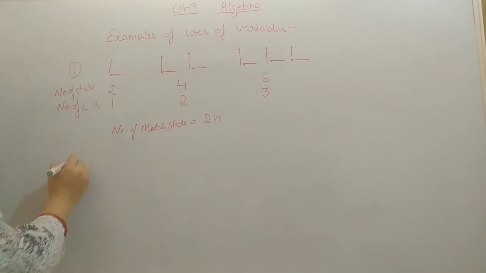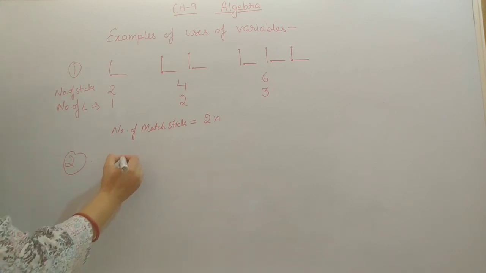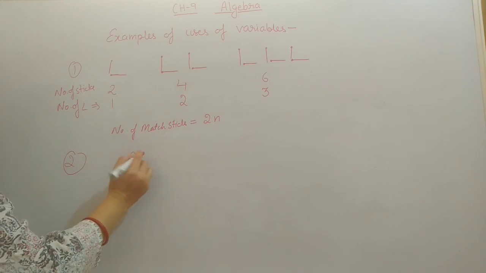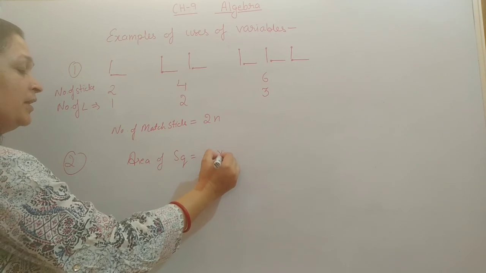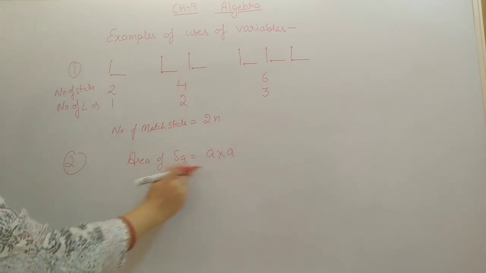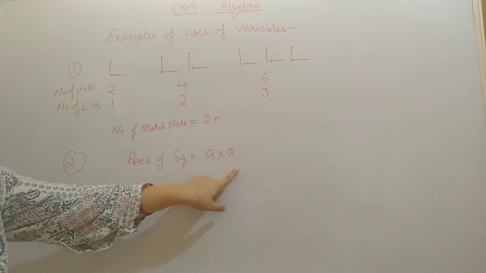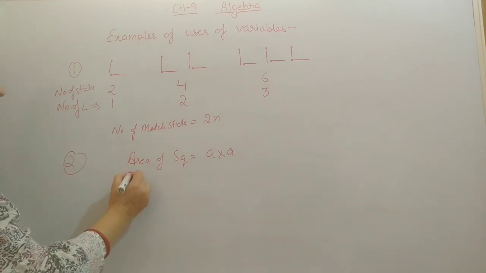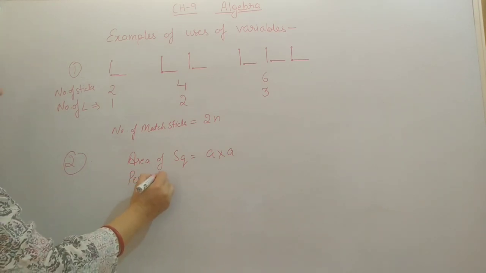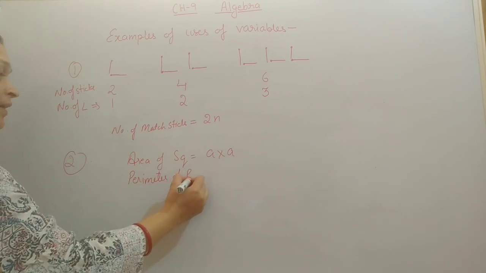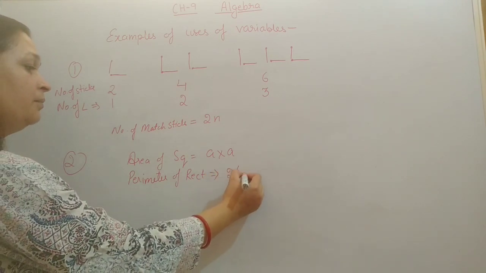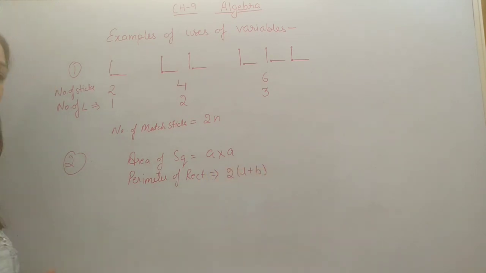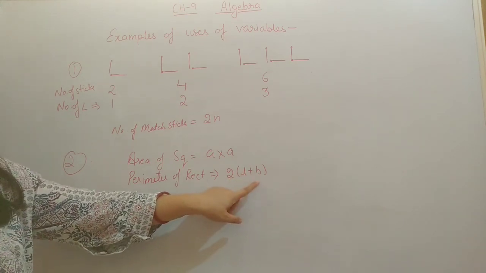Another example, you have seen we are using in mensuration different formulas like area of a square. Area of a square we are using A into A or A square. So here also we are using variables. Or we are using perimeter of a rectangle or square. For a rectangle we have the formula 2 into L plus B. So in this formula also we are using variables L and B.